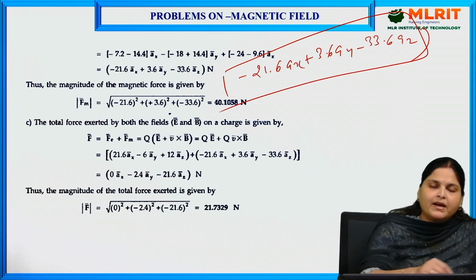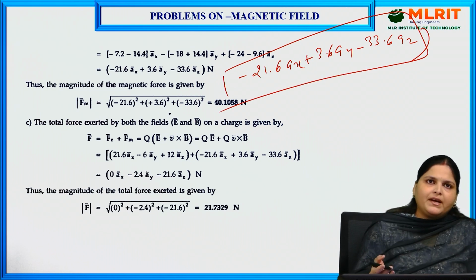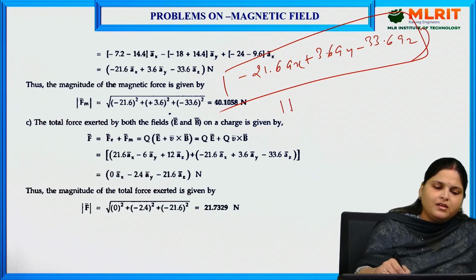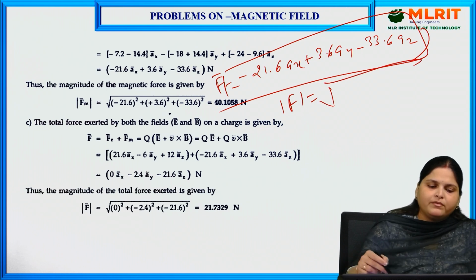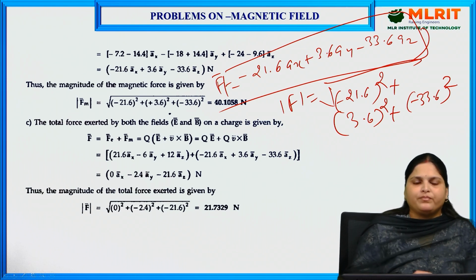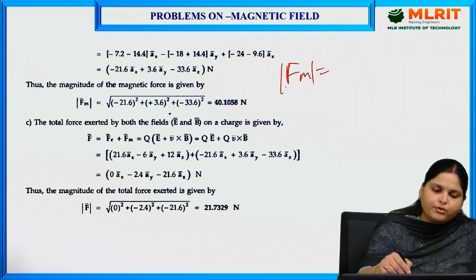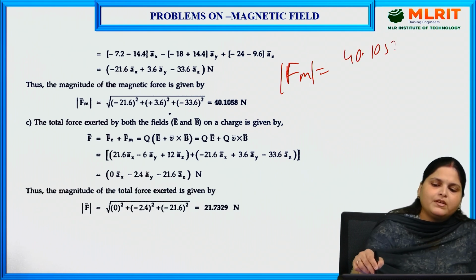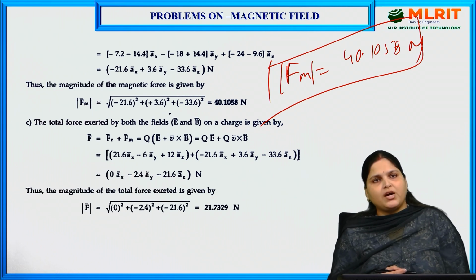This is the magnetic force exerted on charge Q, right? Because we are finding force, we can find the magnitude also. This is the force equation. This is how we can find the magnitude. We will take minus 21.6 square plus 3.6 square plus minus 33.6 square, and on further solving we will get Fm, the magnitude of force, equals 40.1058 Newton. This is the magnetic force exerted on charge Q.